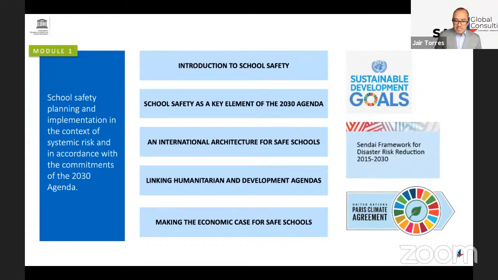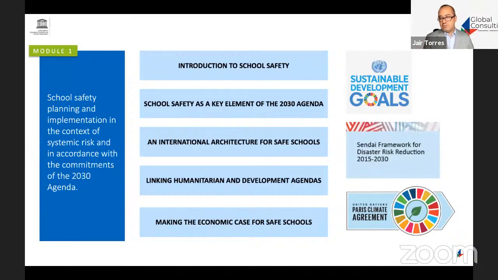So a little bit more in detail about the things that we're going to see on each of the modules. As I say, on module 1, we're going to have an introduction to school safety. We're going to talk about the impacts that we have seen globally and particularly in the African region, about impacts of different hazards in the education sector.